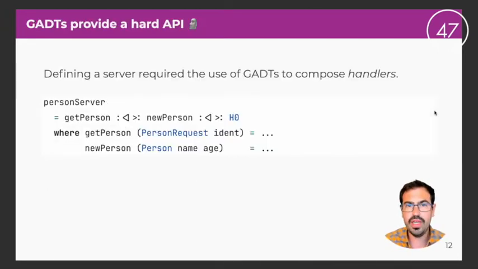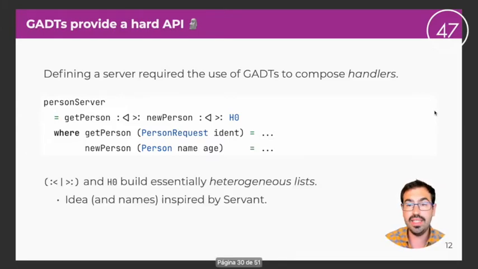The second pain point is related to GADTs. GADTs are very used nowadays, and for example, we use them in Haskell to define a server by composing several handlers. So for example, where you define the server for this person service we've been talking about the whole time, you say, well, you have a handler for the get person, a handler for the new person, and then you have to end with H0. This is essentially building a heterogeneous list, and we got the inspiration for this from Servant, which is a very nice library for building REST services in Haskell. So we are porting this to the arena of microservices.